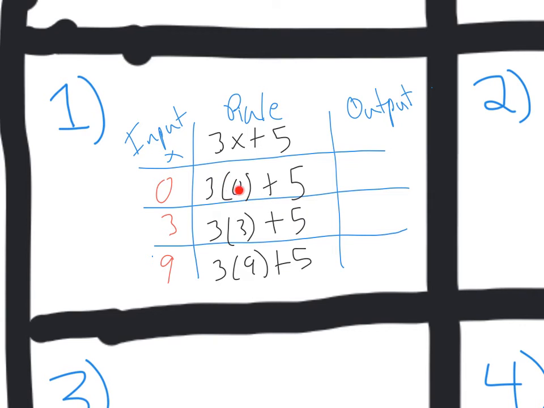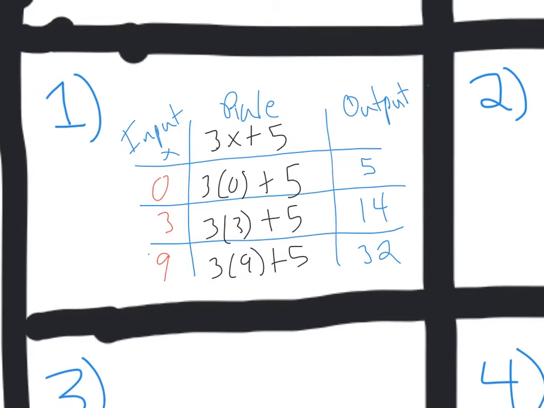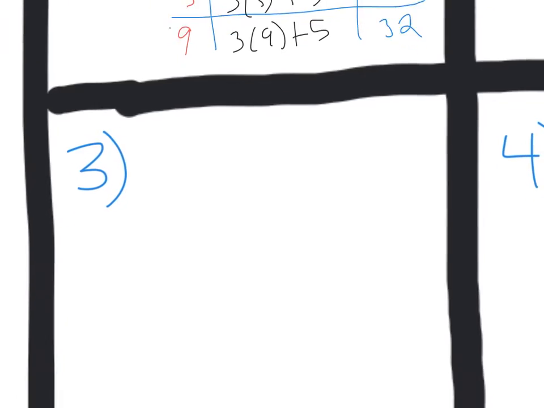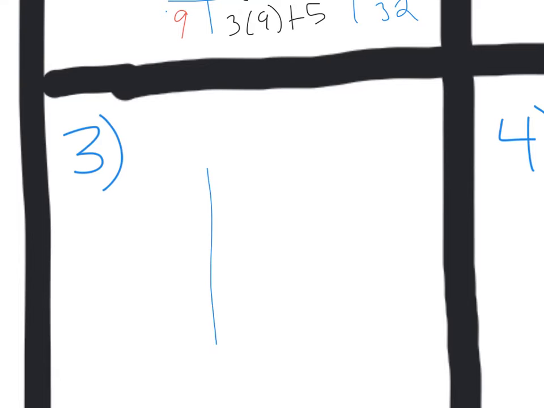For the first one, 3 times 0 is 0, plus 5 gets you 5. For the second one, 3 times 3 is 9, plus 5 is 14. And for that last one, 3 times 9 is 27, plus 5 makes 32. Alright, you've successfully completed your first function table. Let's go ahead and look at number 3. Just because it's a little bit trickier, you kind of have to work backwards. So here is our function table.